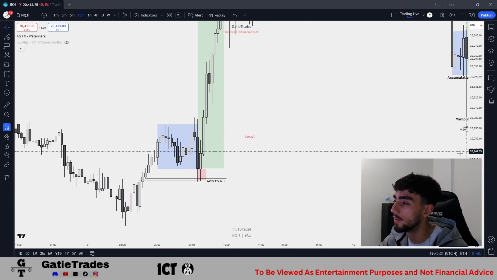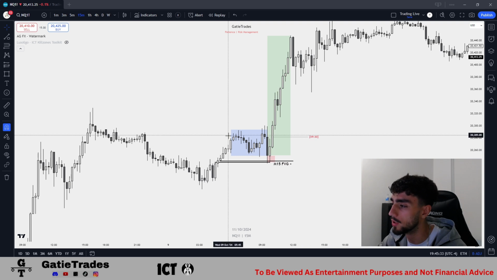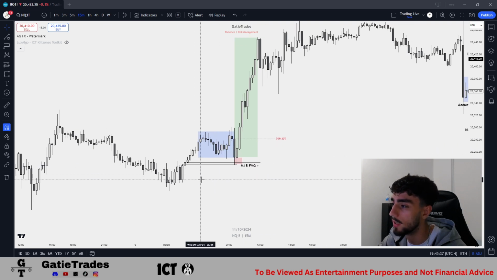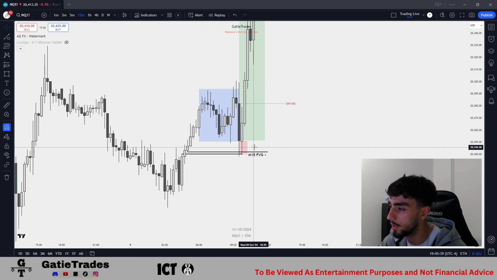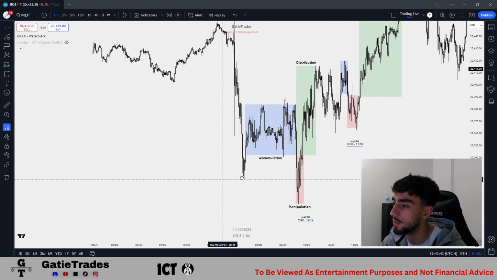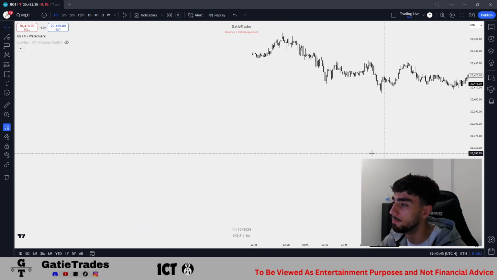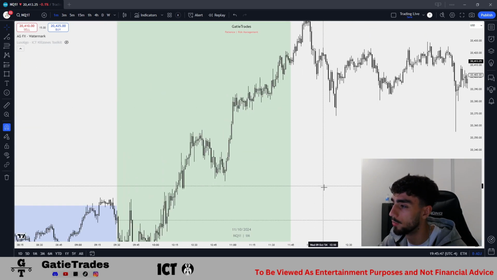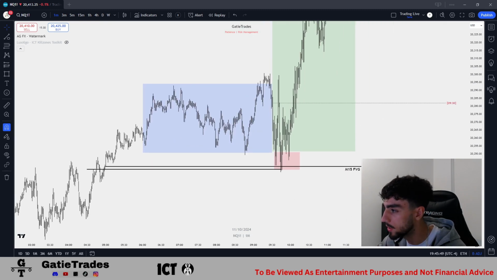I'll explain why. So this is a very basic model. You can see the accumulation pre-market, 6 a.m., and you have a liquidity sweep right here. Now in this case, if you go down to the 1 minute time frame, just give me a second here. So we have some examples and I'll go over them with you guys. This is what it looks like.